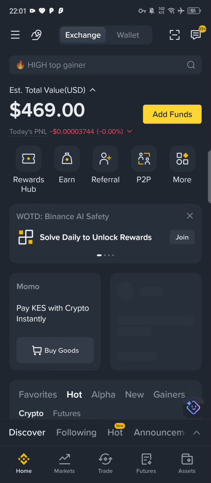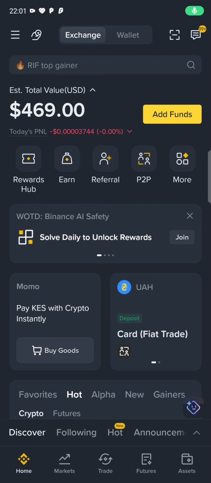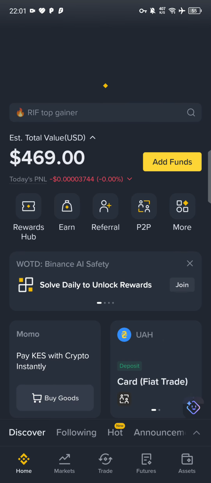This is how you trade with the automated bots and make profit with automated bots and also copy trading.